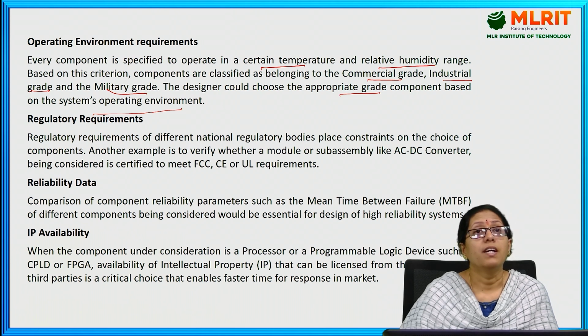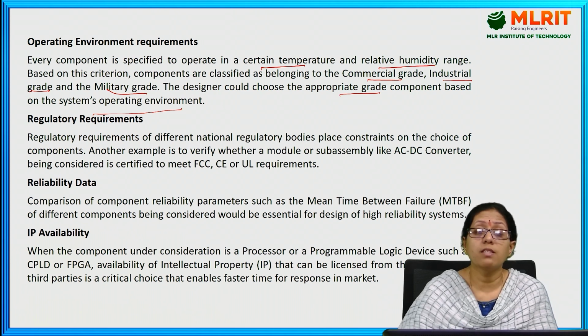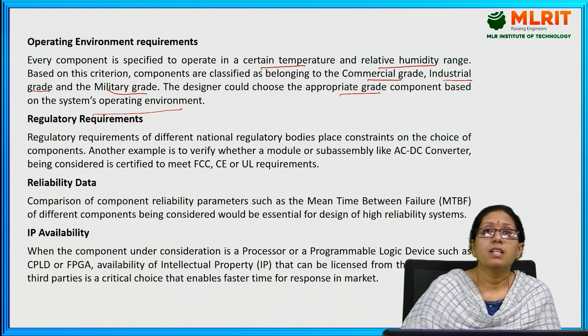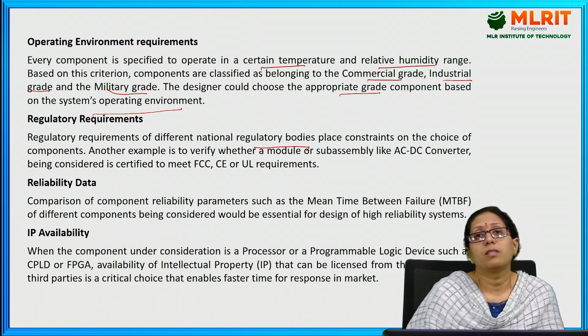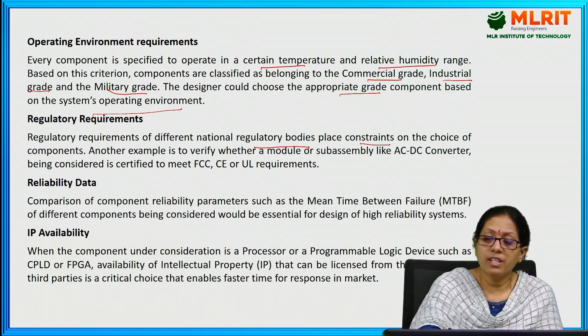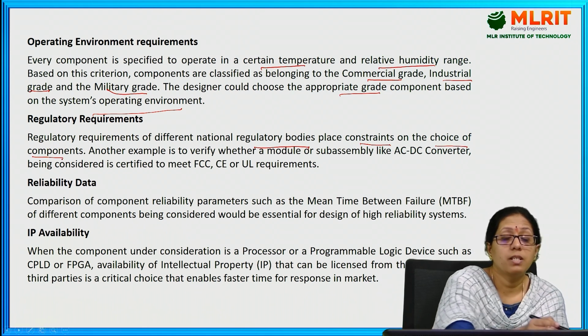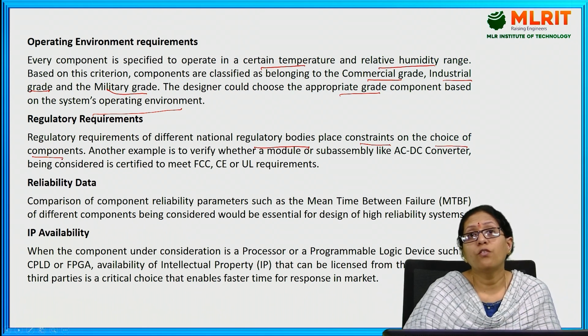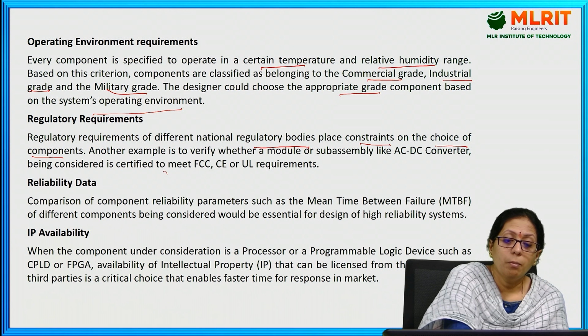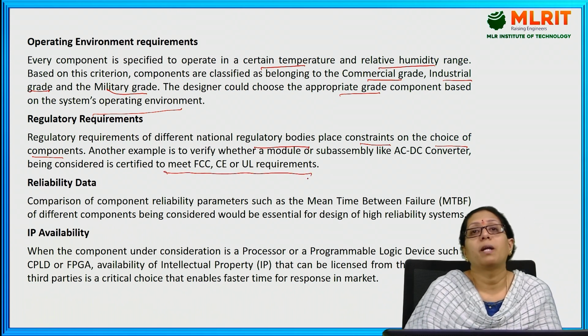Next one is regulatory requirements. Requirements of different national regulatory bodies place constraints on the choice of components. Another example is to verify whether the module or the subassembly, like an AC to DC converter being considered, is certified to meet the FCC and UL requirements.